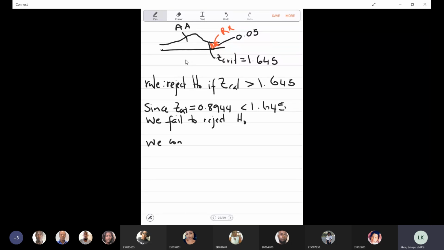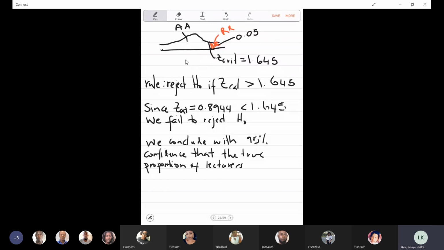we conclude with 95% confidence that the true proportion of lecturers that want access to NUST internet during vacation is less than 75%.